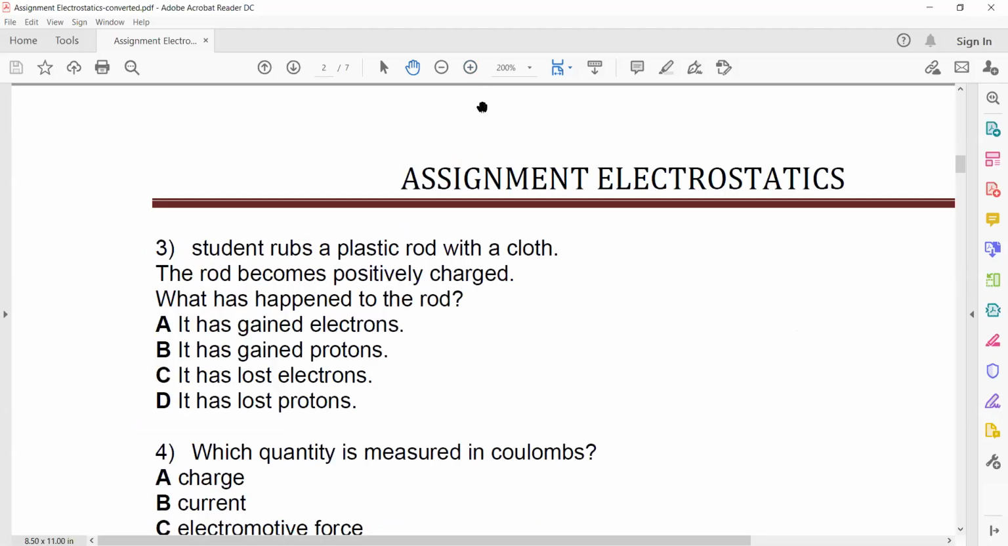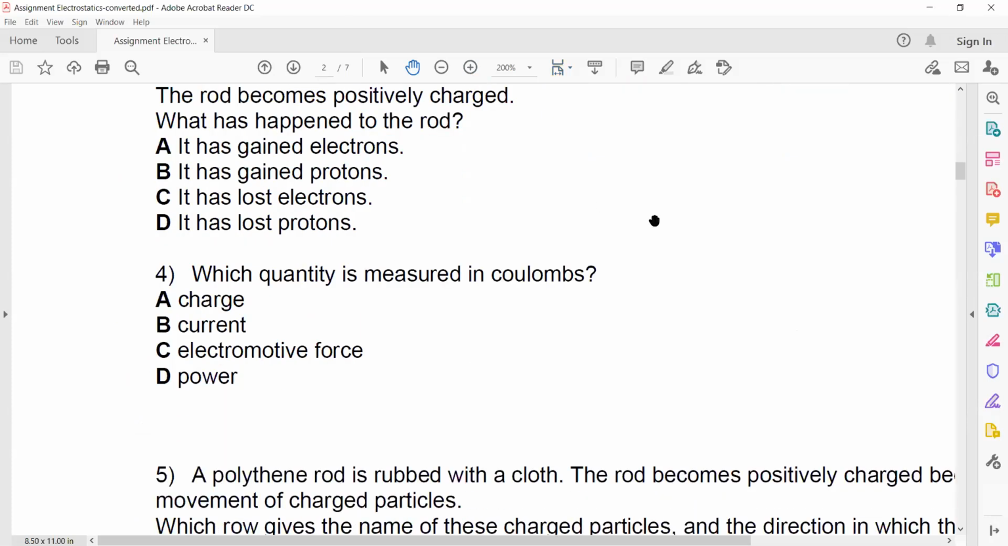Question 4. Which quantity is measured in coulombs? The unit of charge is the coulomb. That's why A is the right answer.